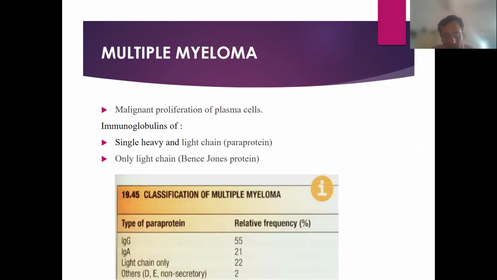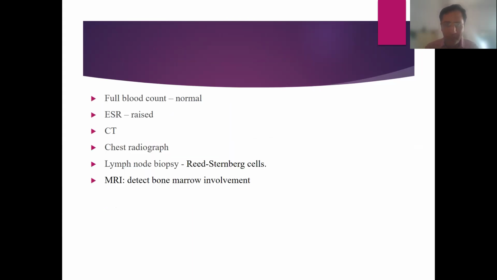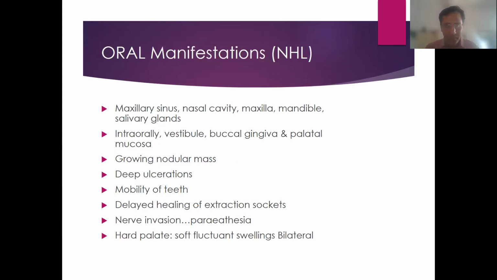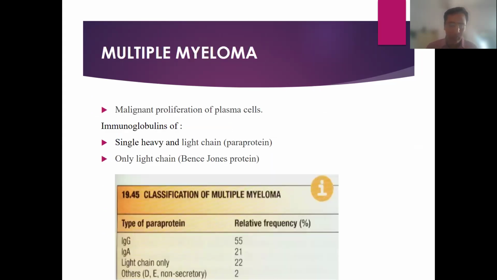We can give chemotherapy in this. But the most important thing here in non-Hodgkin lymphoma is the maxillary sinus. We have to see the maxilla, growing nodular mass, mobility of teeth, delayed healing of extraction, nerve invasion with paresthesia, hard palate swelling. We have to see bilateral or single swelling. Chest X-ray, lymph node biopsy, and stem cells we have to see. Treatment here is cyclophosphamide, oncovin, that is vincristine, and prednisolone we have to give.